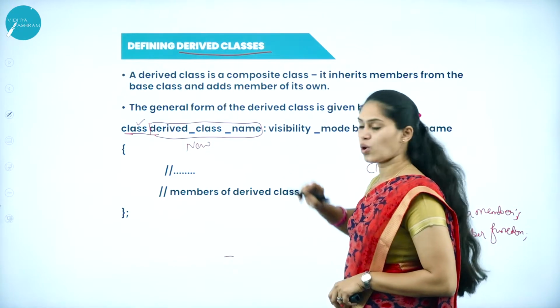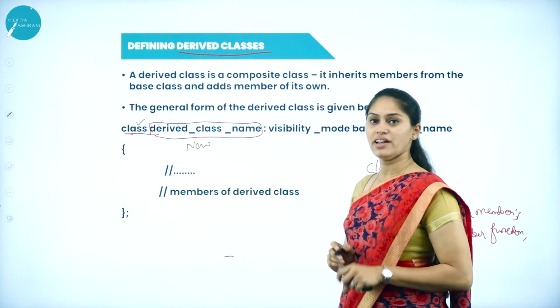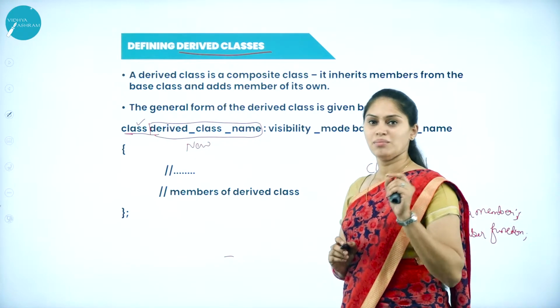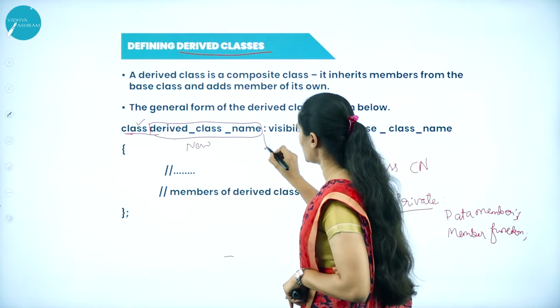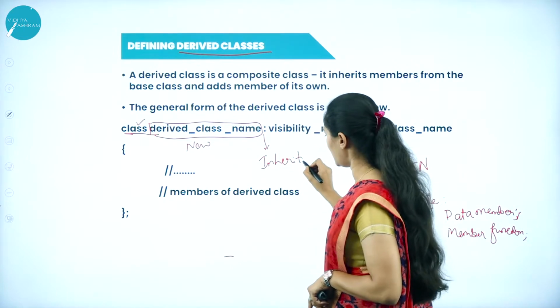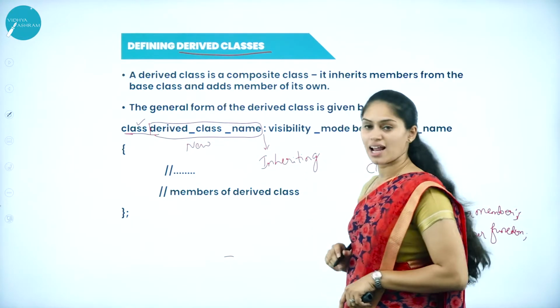Here I have a colon. It specifies that I am inheriting the features from the base class. So colons are used to represent that I am inheriting the features of the base class.